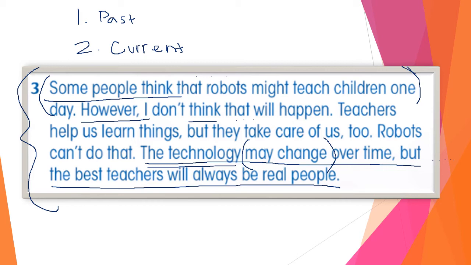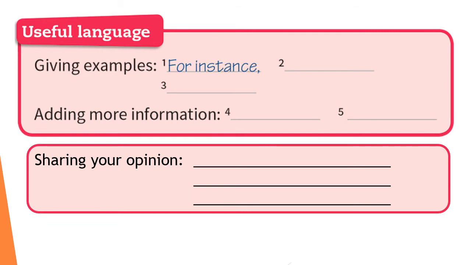Let's go ahead and put this all together. Before we put this all together in our own writing, let's go ahead and review our useful language. So from that article, we saw some useful language for giving examples. Do you remember what they were? For instance, for example, and such as. These are all terms we can use before we give an example for something.